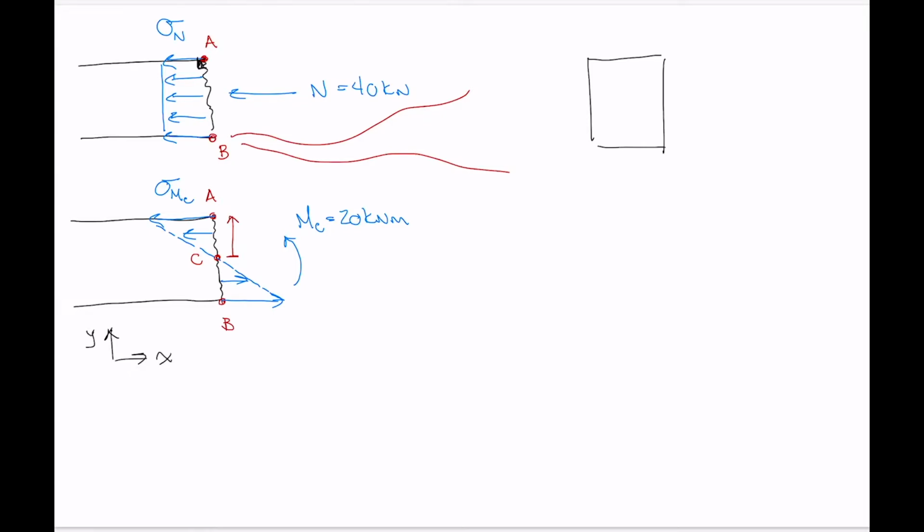Then we see from the internal normal force, we have a compressive stress. So this is sigma subscript n at point B as well. But then from the internal moment Mc at point B, we have a tensile stress. So we've got tensile stress sigma subscript m c. And we know the values for those two things, because if we think about the internal normal force and the stress caused by that, sigma subscript n, it's exactly the same value at A and B, which was 1.3 megapascals.